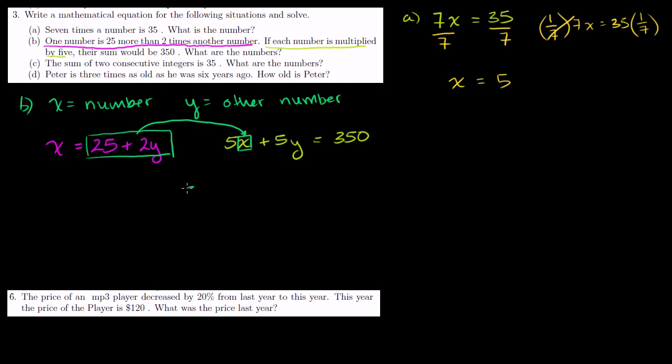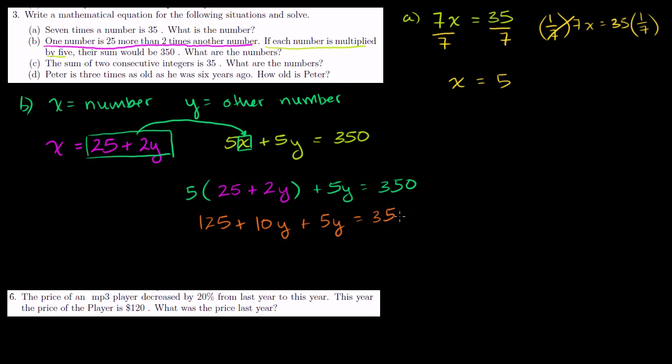So this can be written as 5 times, instead of an x, we have all this business, 25 plus 2y. I substituted for x because they told us x is equal to this thing. 25 plus 2y plus 5y is equal to 350. Use the distributive property. 5 times 25 is 125, plus 5 times 2y is 10y, plus all of this, 5y, is equal to 350.